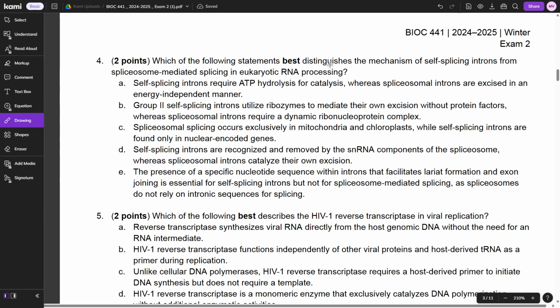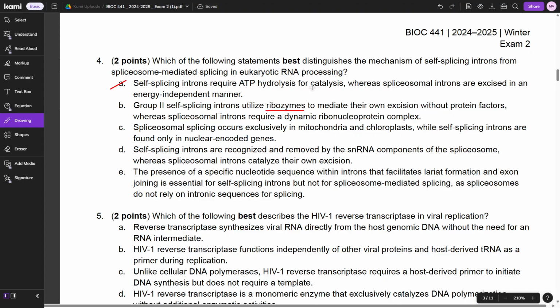Okay, which of the following statements best distinguishes the mechanism of self-splicing introns from spliceosome-mediated splicing in eukaryotic RNA processing? I feel like these questions are so long. So I'm looking for anything that has to do with using the spliceosome, the protein complex with the snRNA. That's what I'm looking for. So, self-splicing requires ATP. No. Never was there ever a mention of ATP being required to do splicing, especially self-splicing. So no.